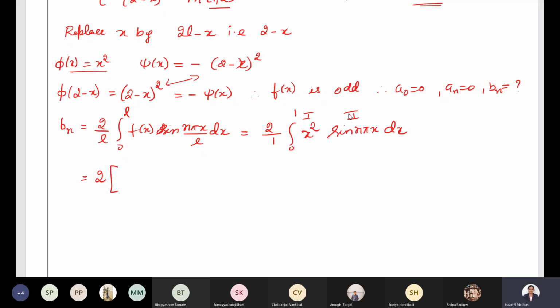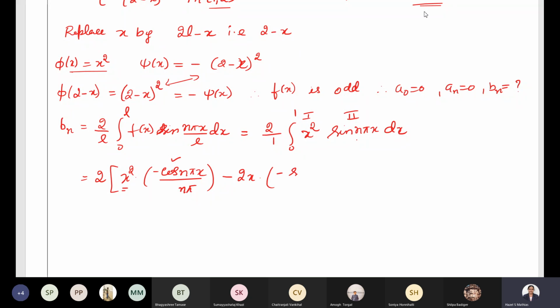According to Bernoulli's rule, what do we do first? We will keep the first term as it is, then we'll integrate the second term. So first term is x square, keep it as it is, integrate the second term. Integration of sine n pi x is minus cos n pi x divided by n pi. Am I correct? Minus, differentiate x square. What is the differentiation of x square? 2x. Then integrate this term.